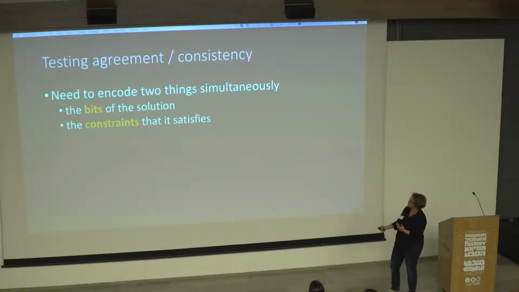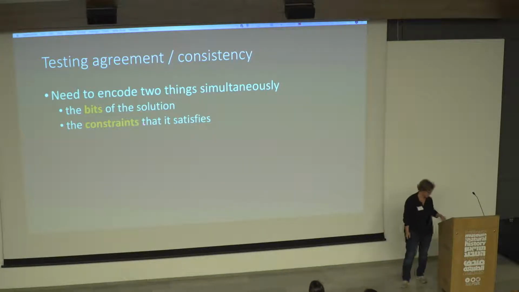You need to encode two things simultaneously. You need to encode the bits of the solution. Remember the variables x1 to xn. And you also need to encode the equations, or sometimes we call them the constraints. So you encode both the bits and the constraints.